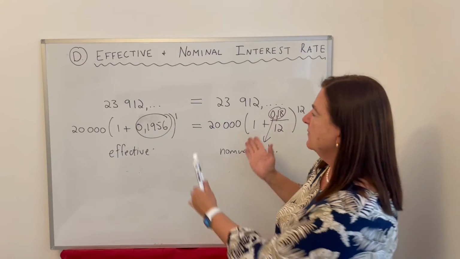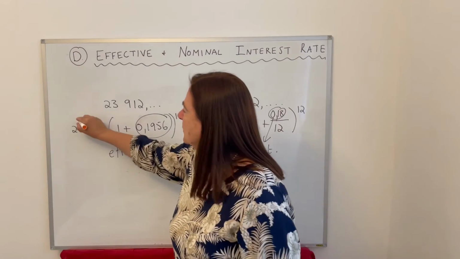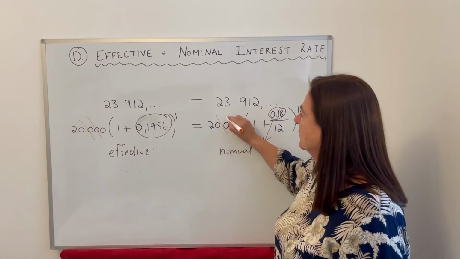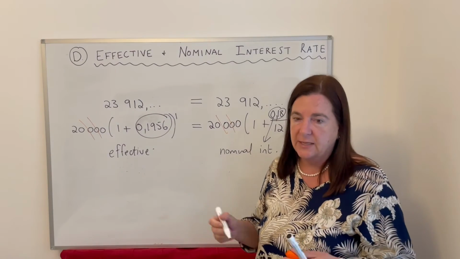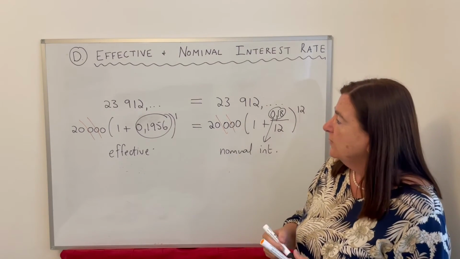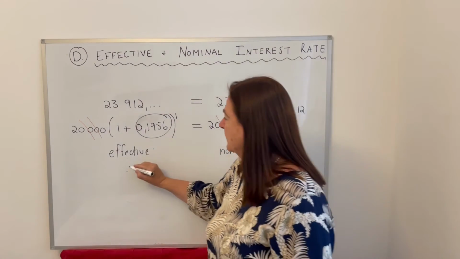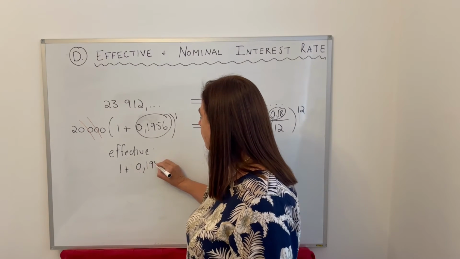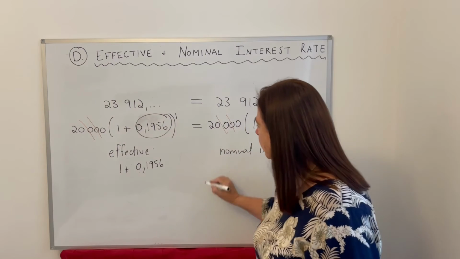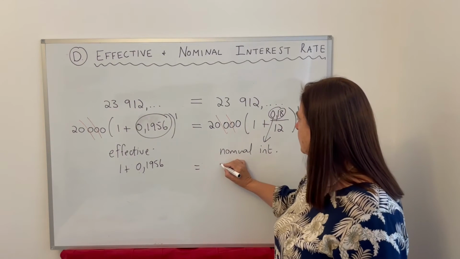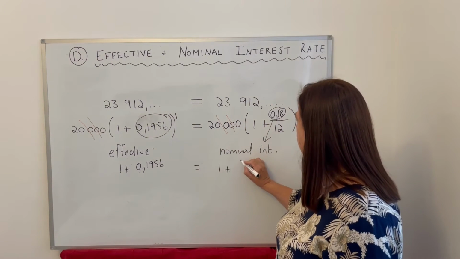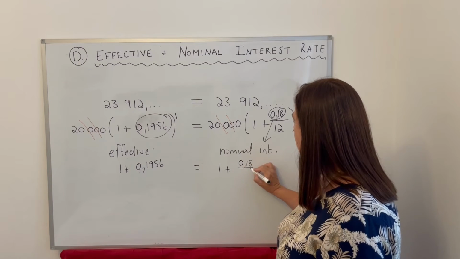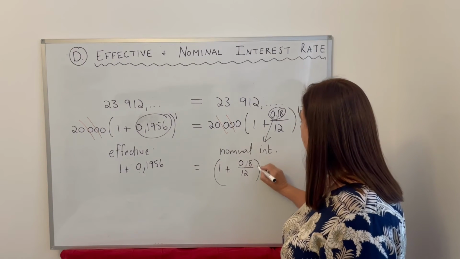So essentially, if I've got an equation, I can get rid of the 20,000 here, and I can get rid of the 20,000 here. I'm dividing both sides by 20,000. And what am I left with? I'm in effect left with 1 plus 0.1956 to the power 1. And that's going to be equal to 1 plus 0.18 over 12 to the power 12.